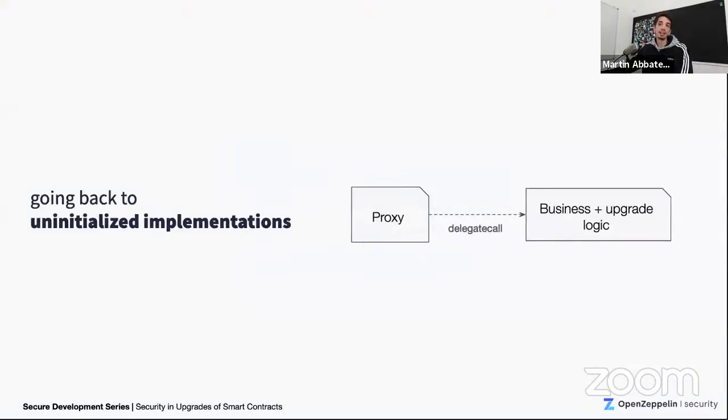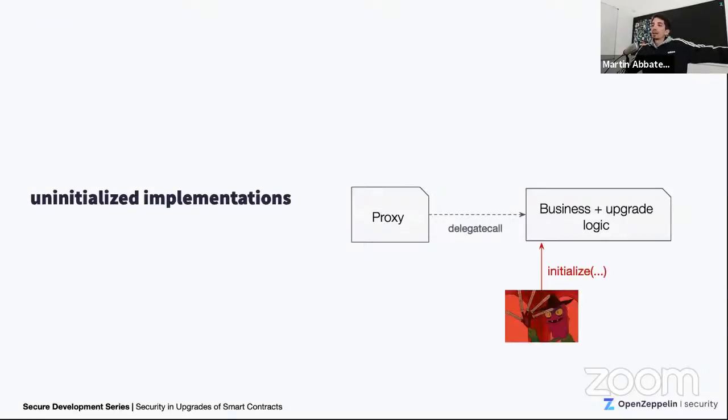But well, we can go back to initialized implementations now, because I was telling you earlier about initialized implementations and what could go wrong with that. So let's go back to that, right? We have a proxy, we have business and upgrade logic in the implementation, and we do the usual delegate calls. But what happens if somebody directly calls the initialize function on the implementation contract, right? Because it's a contract, somebody could call it.